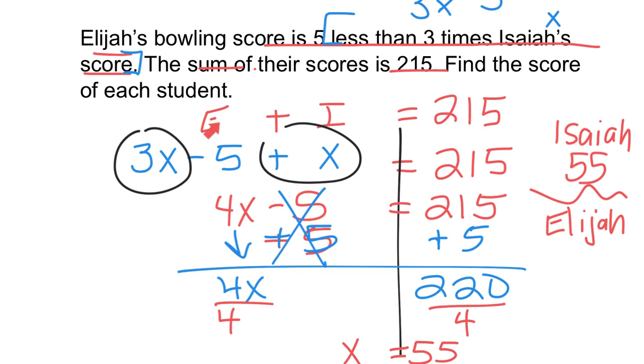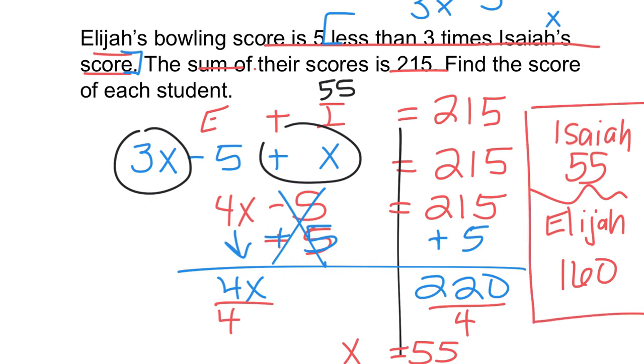Or because you know the two of them together is 215, if his is 55, you can subtract that from 215 to get back to Elijah's. That's probably the easier option. But it doesn't matter to me which one you do. But we know Isaiah is 55. So I would have done 215 minus 55, and that gives me Elijah's score at 160. So those are really the two answers to this question. We use this equation to find those two answers.